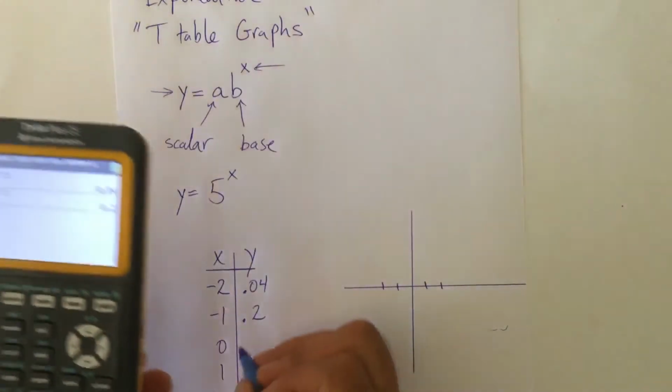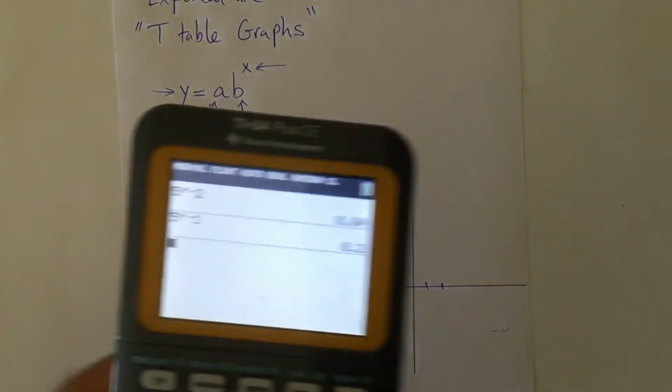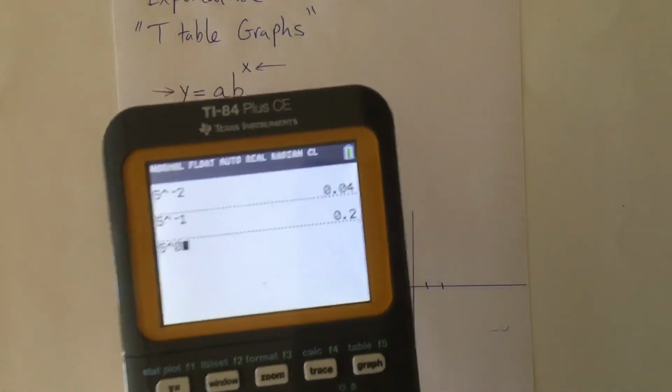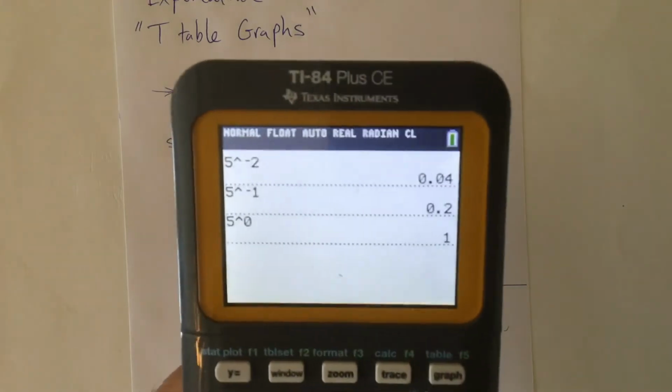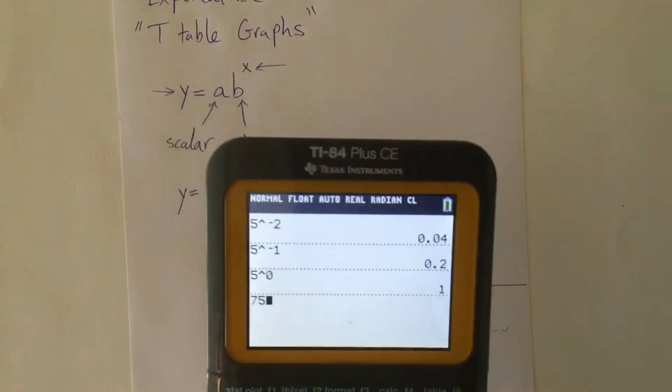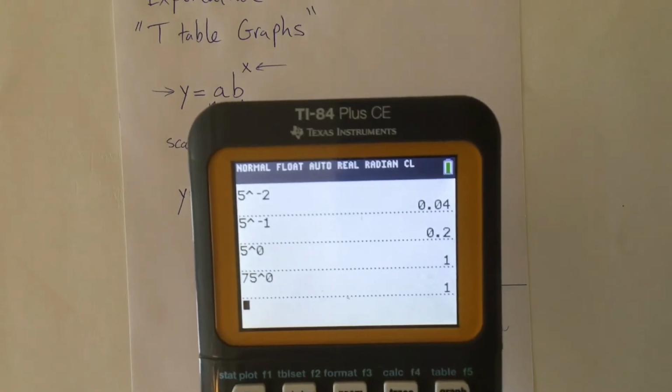And then 5 to the power of 0. Any number to the power of 0 is 1. It is true. Any number. I don't care what it is. 75 to the power of 0 is 1.